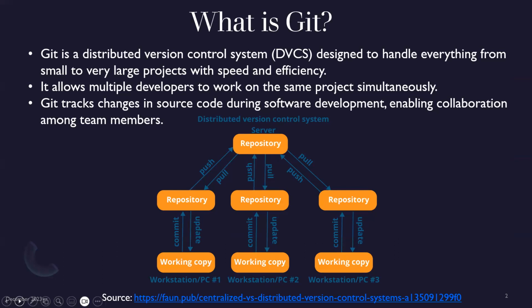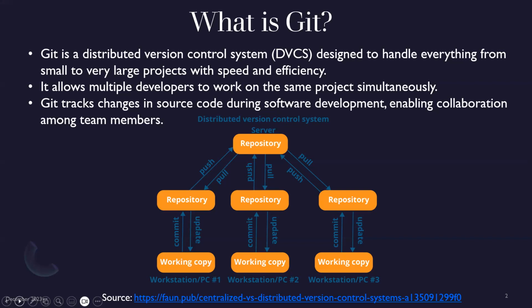We are going to start by asking ourselves, what is Git? Here I have tried to explain in a very simple way that Git is just a distributed version control system. The work of Git is to handle everything from a small to a large project. It's usually used in both small and big companies, and a lot of people love it because of the speed and also efficiency.